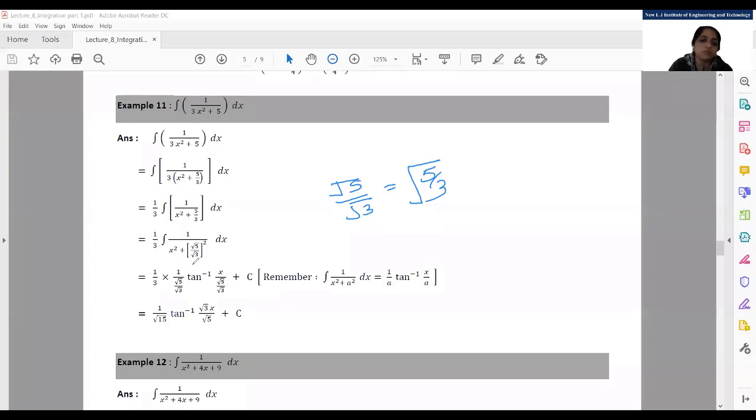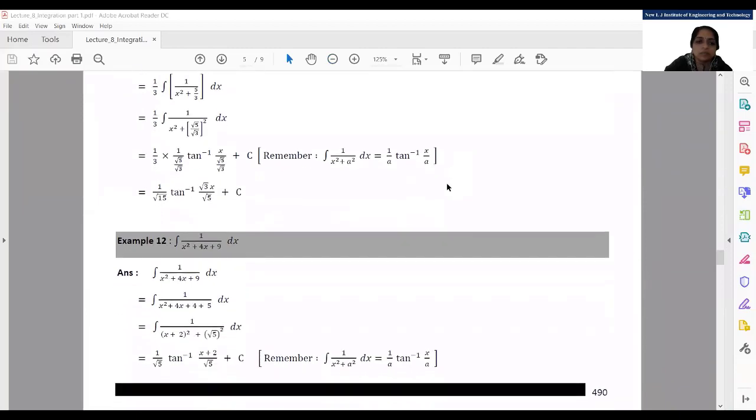So when we are applying this formula for this special case, here 1 upon under root 5 by 3, which is a, and tan inverse x upon a is again under root 5 upon under root 3. By simplification, here root 3 into root 3. So root 3 into root 5 is root 15, and we keep this root 3 in the numerator. So tan inverse under root 3x upon root 5. Now the next example is for the quadratic.